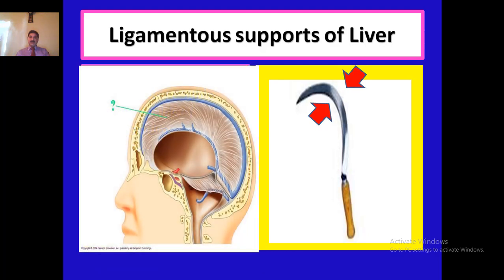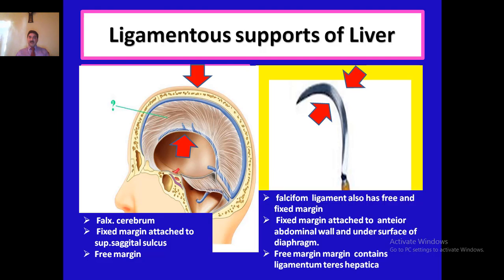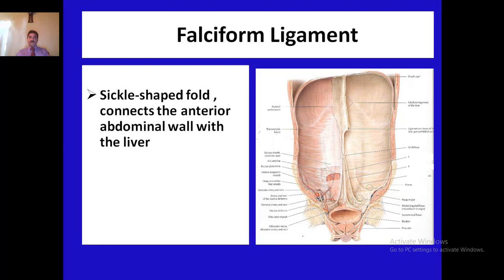This ligament resembles the falx cerebri, which lies between the two cerebral hemispheres. It also has a fixed and a free margin. The fixed margin of the falx cerebri is attached to the superior sagittal sulcus. The falciform ligament also has free and fixed margins. The fixed margin is attached to the anterior abdominal wall and the undersurface of the diaphragm. The free margin contains the ligamentum teres hepatis.